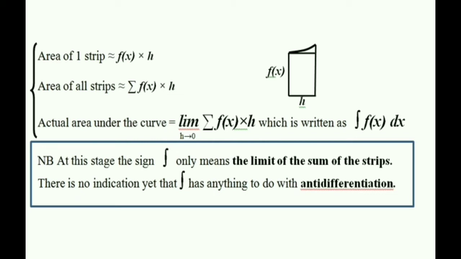Now if we add all those strips, then we will get our expression as sigma f of x into h, where h tends to 0. Since h tends to 0, we have a special term for it called dx, and we can also replace the sigma symbol with our integration symbol. Here, that term means the sum of all strips, not the antiderivative.